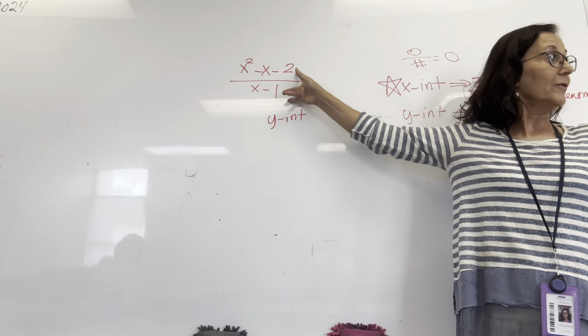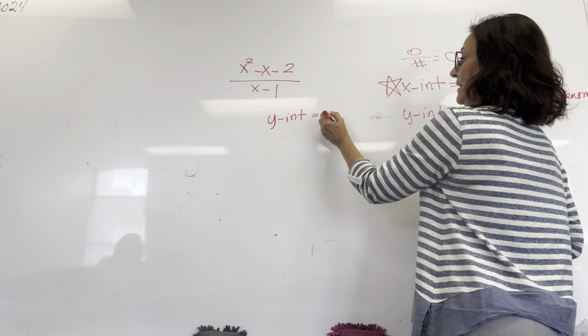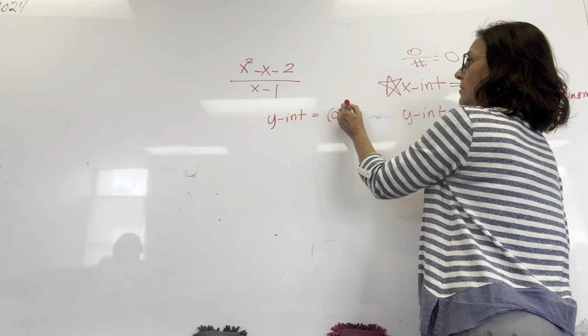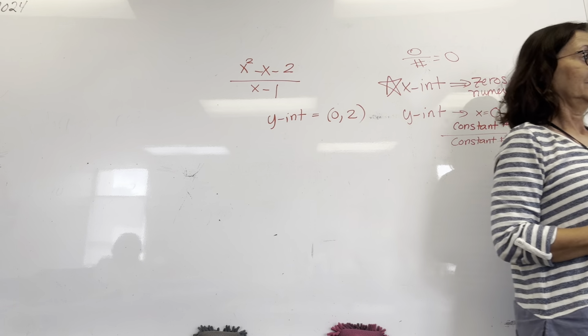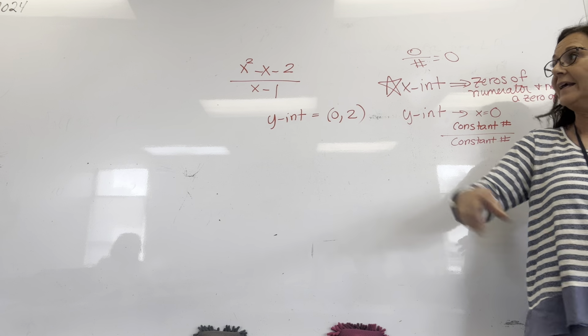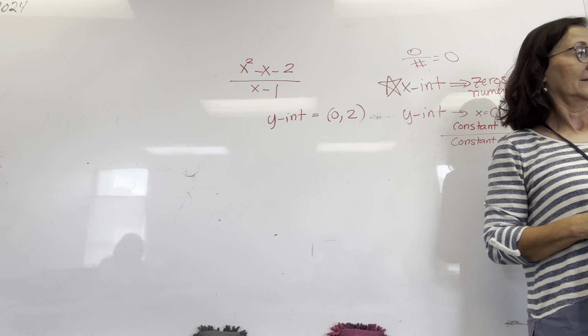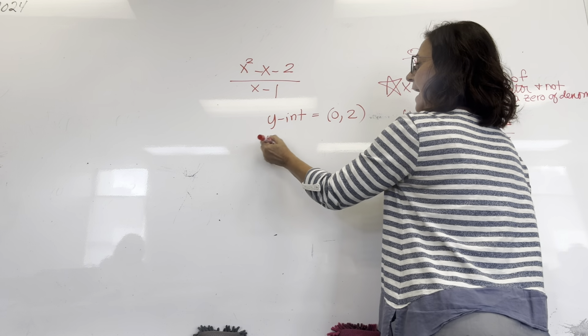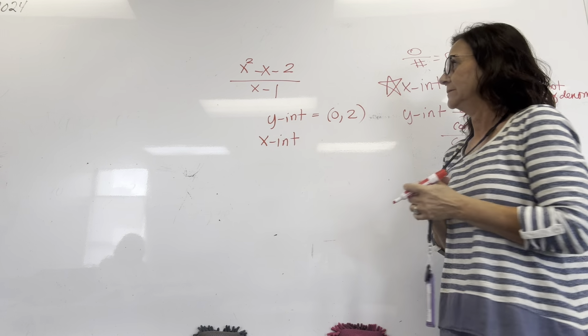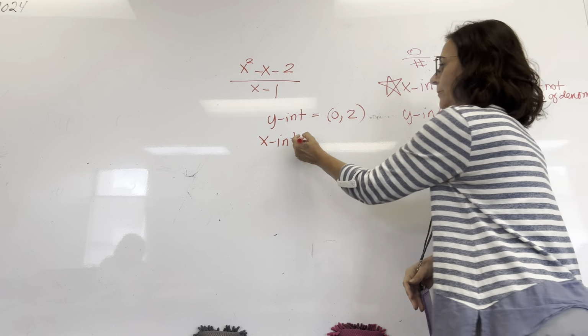Negative 2 over negative 1, which is 2. So that would be (0, 2). Got it? Negative 2 over negative 1. It's constant over constant. Okay? Now, what is the x-intercept? Maybe plural.